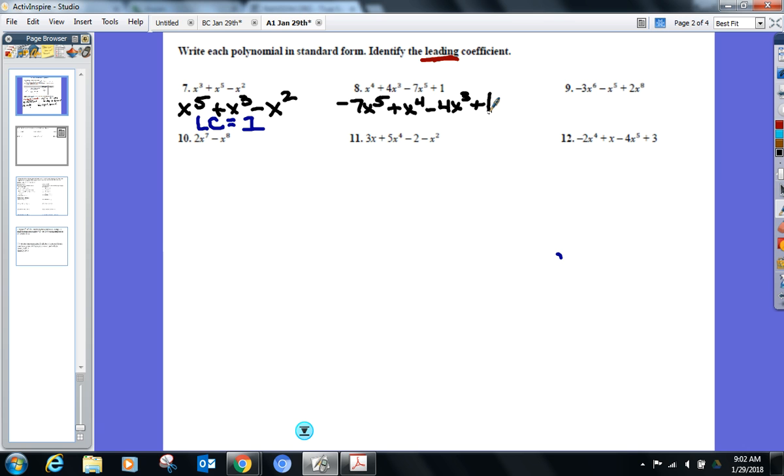Plus 4x. Yeah, it's on my sheet too. There you go. Everything else looks good. Yep. Okay, here we go. Still not off the hook back there. What's my leading coefficient now? -7. Yeah, here we go.